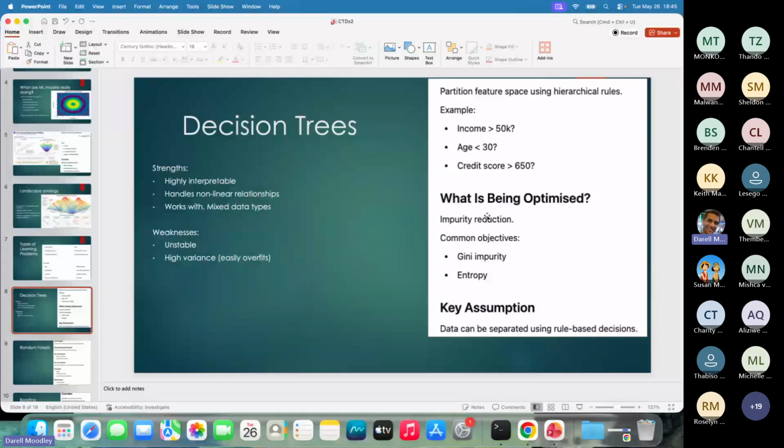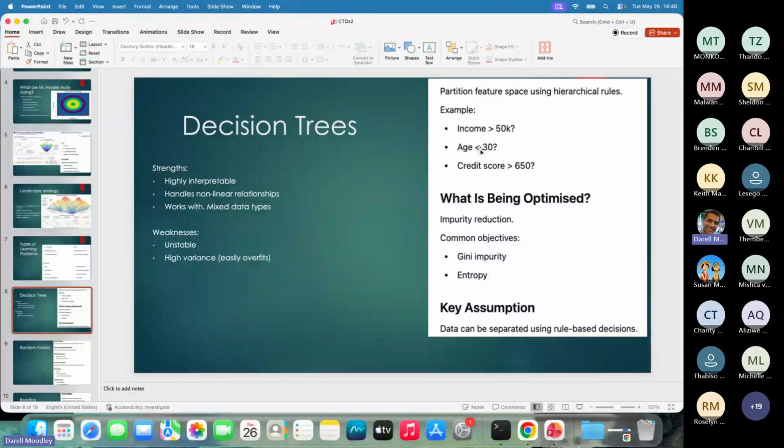What is being optimized for this model? Generally, you'll have two types of measures that you can select from. You won't choose both. You can choose either Gini impurity or entropy. You can actually try both and see which gives you the better solution. That is considered best practice. You don't just want to assume one of them will give you the best solution. You try both. All right.